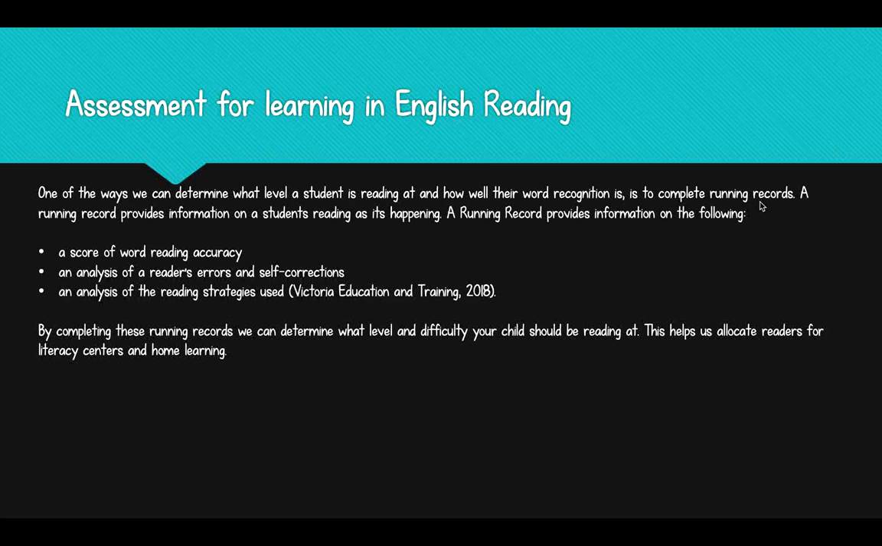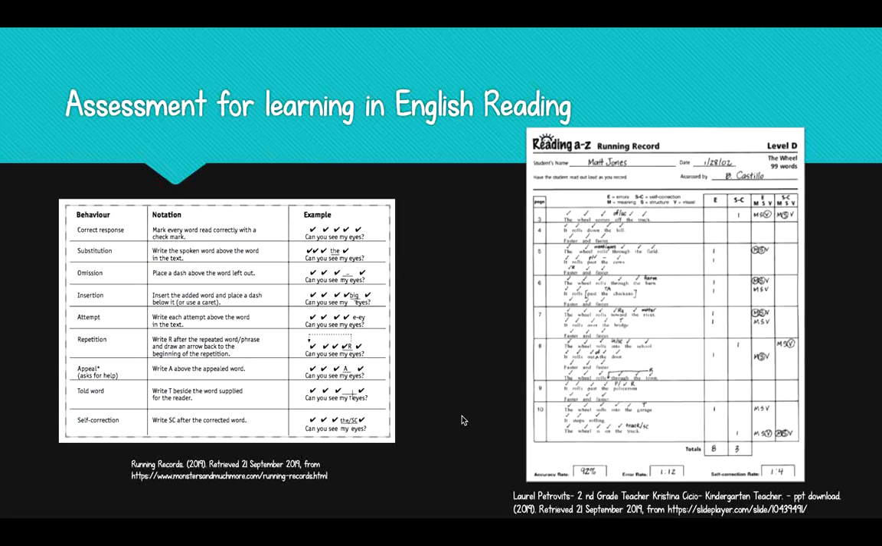Are they stretching out words, sounding out? Are they fitting in other words to make sense? Are they looking at the picture for meaning? Those types of things. By doing this, we can determine what level and difficulty they should be reading at, which then helps us to allocate readers for them to take home for home learning, and also to give them in literacy centres, so reading groups.